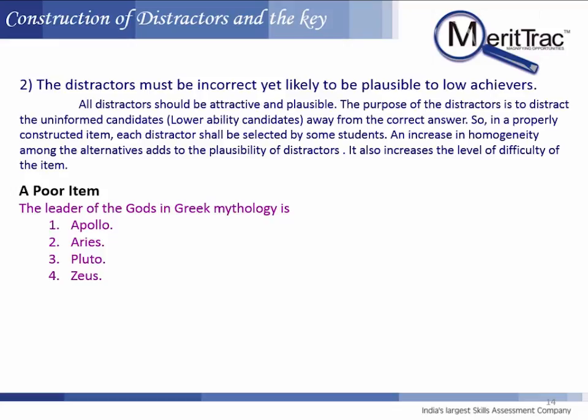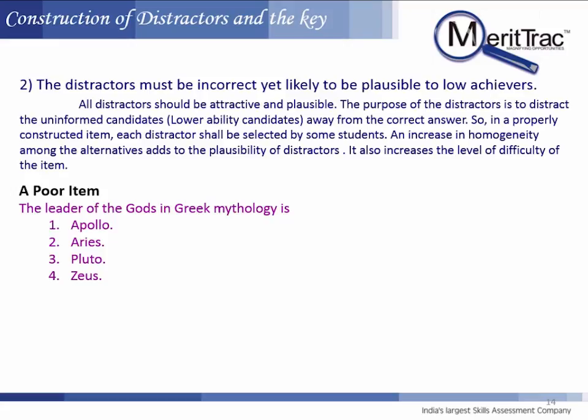An increase in homogeneity among the alternatives adds to the plausibility of distractors. It also increases the level of difficulty of the item. So, the poor item: the leader of the gods in Greek mythology is Apollo, Ares, Pluto, Zeus.